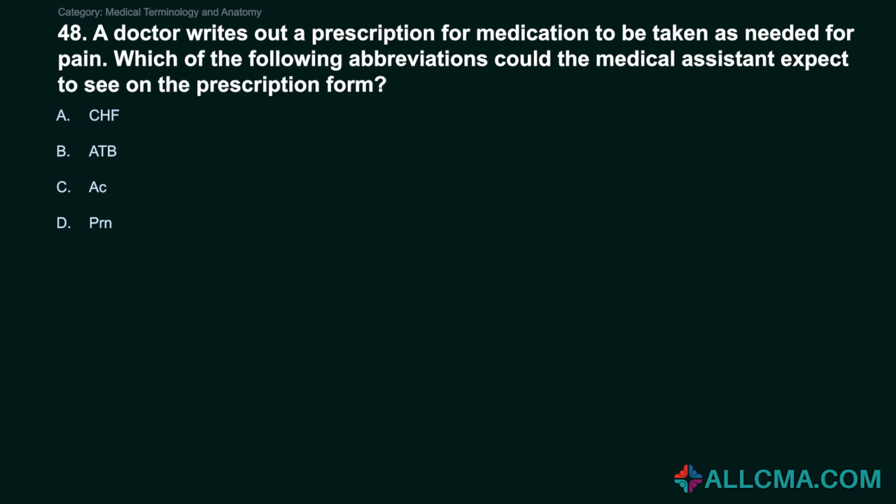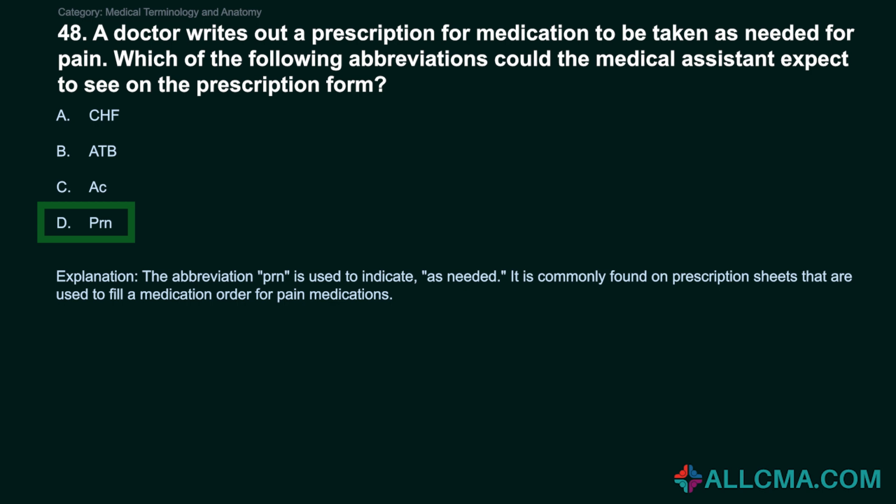48. A doctor writes out a prescription for medication to be taken as needed for pain. Which of the following abbreviations could the medical assistant expect to see on the prescription form? A. CHF, B. ATB, C. AC, D. PRN. Correct answer, D. PRN. The abbreviation PRN is used to indicate as needed. It is commonly found on prescription sheets that are used to fill a medication order for pain medications.